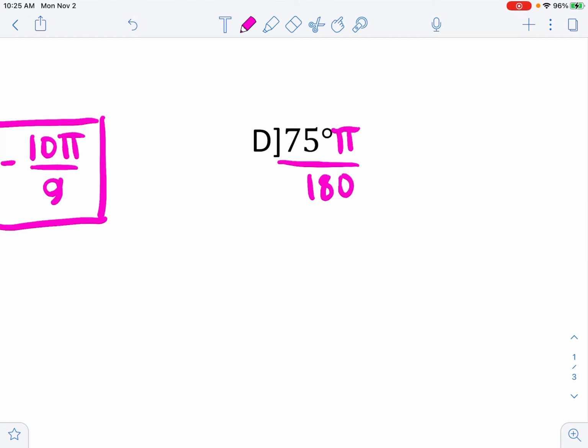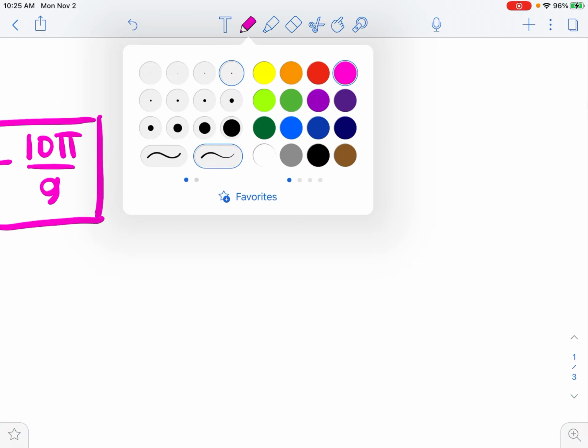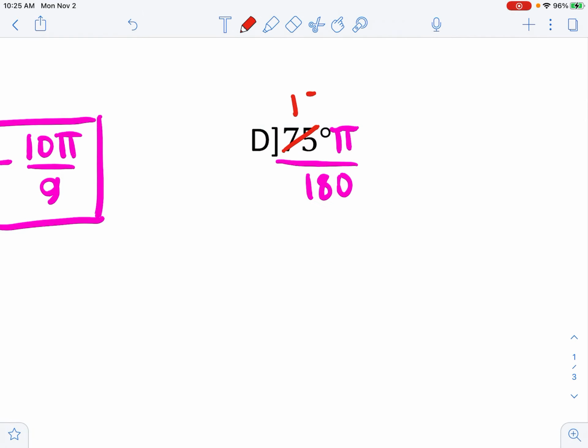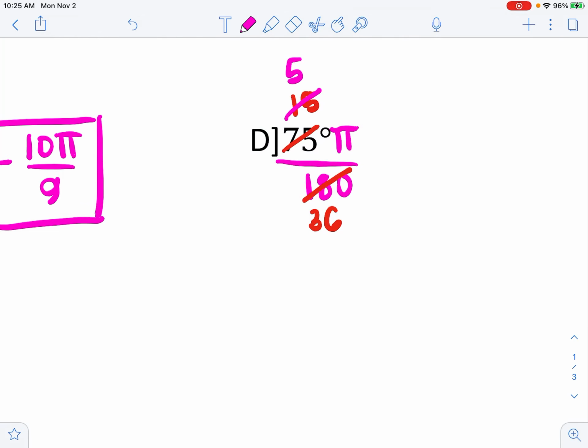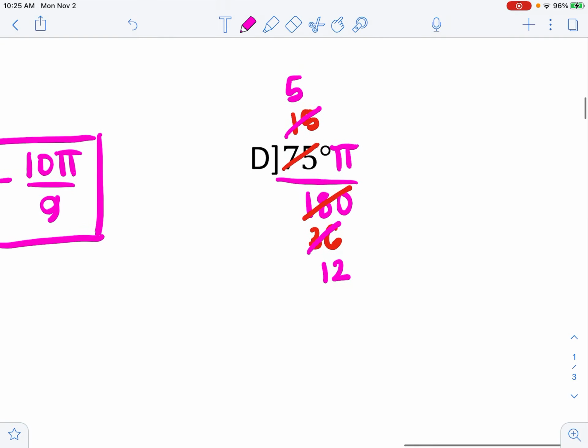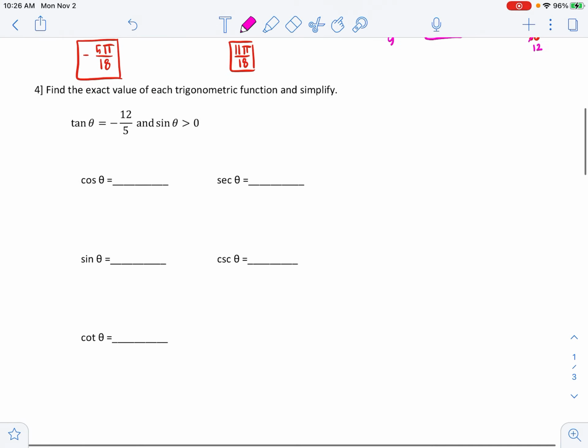All right, last one. Multiply by pi, divide by 180. Now I need the biggest number that goes into both, but if I can't think of the biggest number, I just need a number that goes into both. Okay, and then just keep going until it's down to nothing else goes into it. So let's say I don't realize that 15 goes into both. Let's say I think that the biggest number is 5. So I can say 5 goes in here 15 times. 5 goes in here 36 times. And then I can say, oh, those are still divisible by 3. 3 goes in here 5 times. 3 goes in here 12 times. So that is 5 pi over 12.